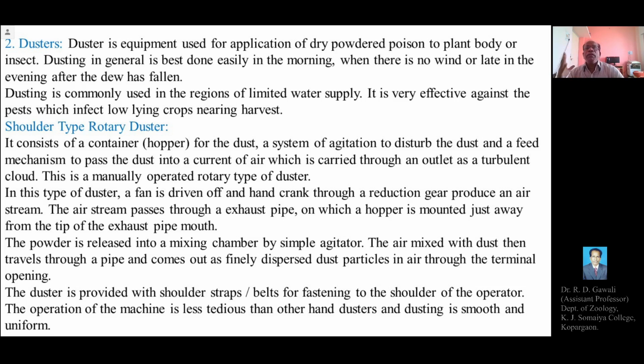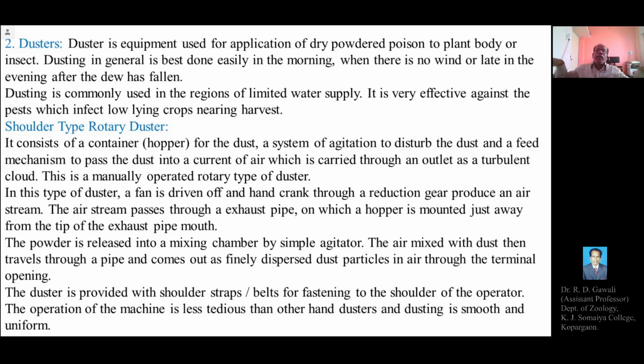So the dusting can be done best either in the evening or in the morning, either when there is no wind or when dew has fallen onto the crop plants. Dusting is commonly used in regions of limited water supply. Dusting powder pesticides can be applied for pest control wherever there is a scarcity of water, and it is very effective against pests which infect low-lying crops nearing harvest.